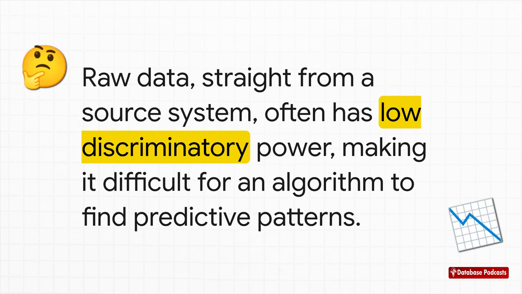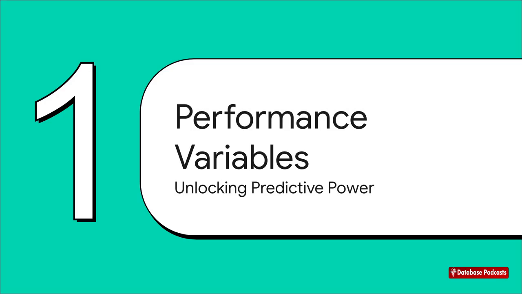Well, a lot of the time, the problem isn't your algorithm, and it's not that you don't have enough data. It's the data itself. See, raw data, the stuff that comes straight out of a source system, often has what we call low discriminatory power. It's just a fancy way of saying it's messy, it's full of nulls, or it's just not structured in a way that helps the algorithm tell the difference between a good outcome and a bad one. So what's the fix? The solution isn't always to just get more data. It's to get smarter data, and that right there is where performance variables come into the picture.